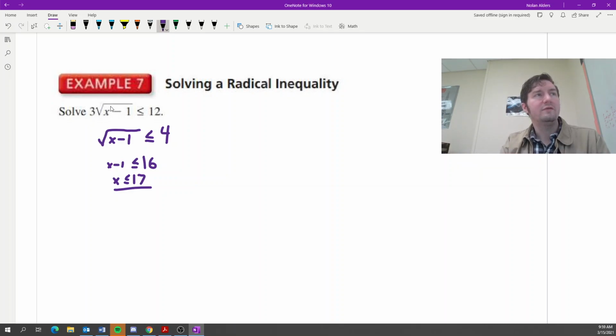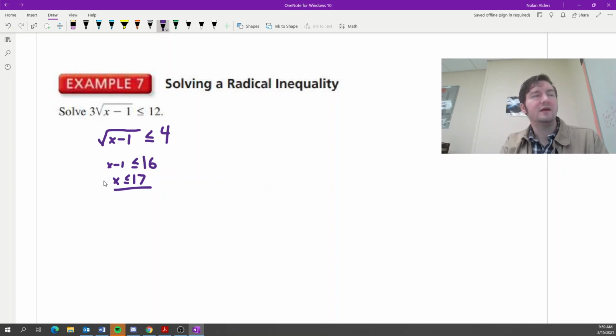So what values of x would give us negative numbers? Well, we know that if x was 1, 1 minus 1 is 0. That's okay. But if x is any number less than 1, like what if it's 0? 0 minus 1 is -1. Now we have a square root of a negative. So anything less than x equals 1 is going to give you something smaller than 0 underneath this radical.